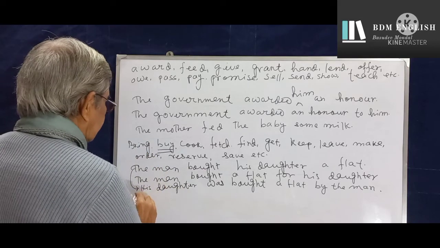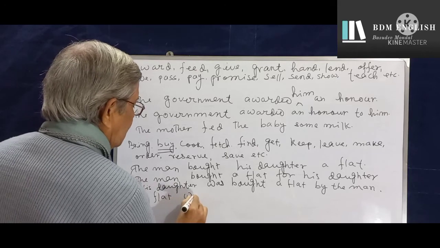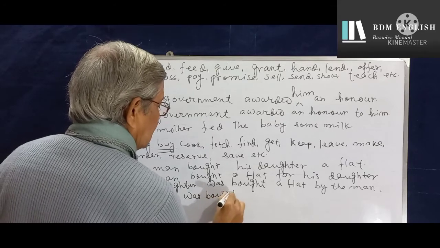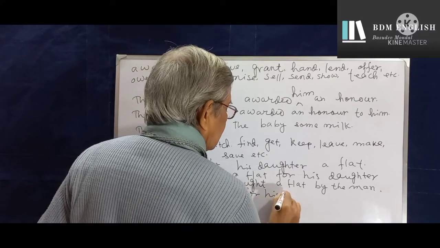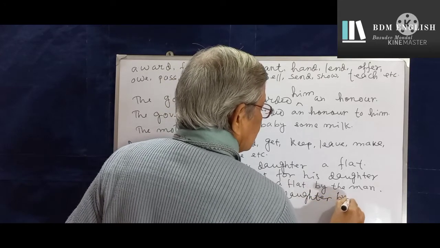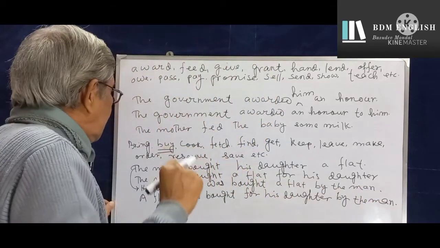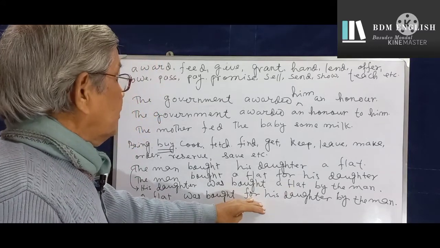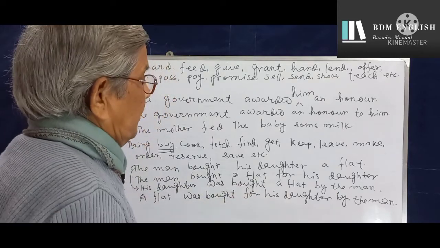A flat was bought for his daughter by the man. If we drop the preposition for, it will not be acceptable as a sentence. A flat was bought his daughter by the man.